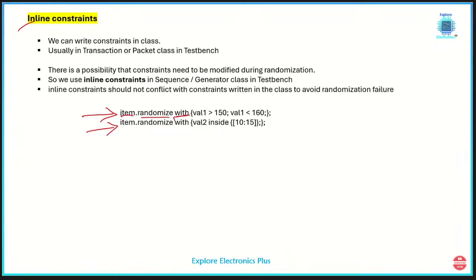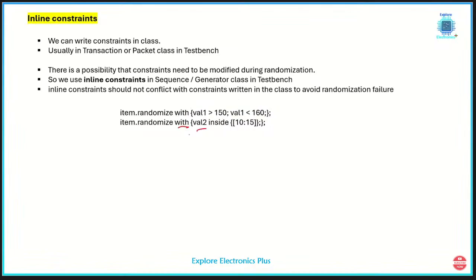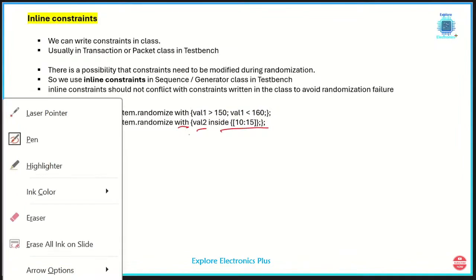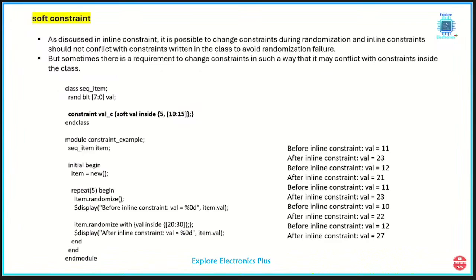We are writing randomize with this condition. It means value 1 should be greater than 150, value 1 should be less than 160. Similarly, randomize with value 2 should be inside this range. This is an inline constraint. We are writing the constraint in the line of the randomize function itself. Then we have another type of constraint, which is a soft constraint. Inside a class, while declaring the properties, we write the constraints for them. This is the general method. Or we can write a constraint with the randomize function as well.